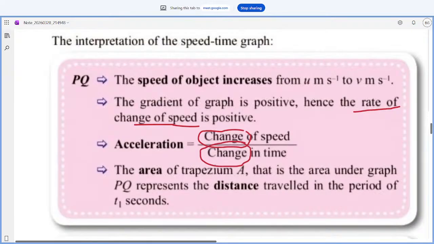Not just one value and one value. We are comparing two sets of values. Remember this: when we count acceleration, always compare two sets of values. Initial, final. Yang awal dan akhir. That's why we're talking about change. And the area is actually the distance. Luas tu mewakili jarak. That's the concept for the speed-time graph.